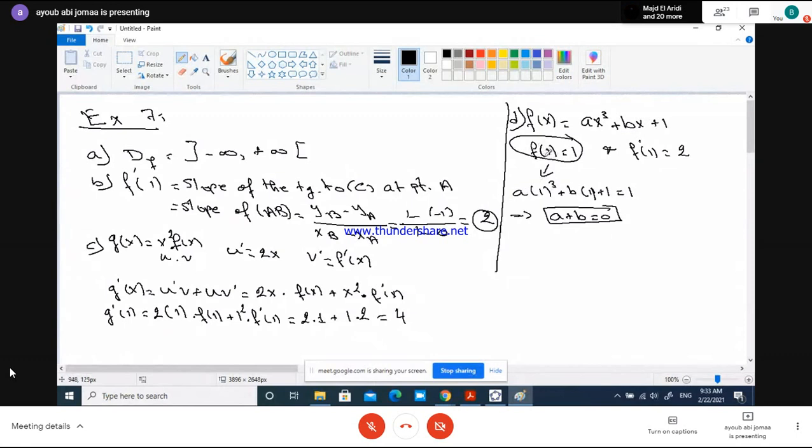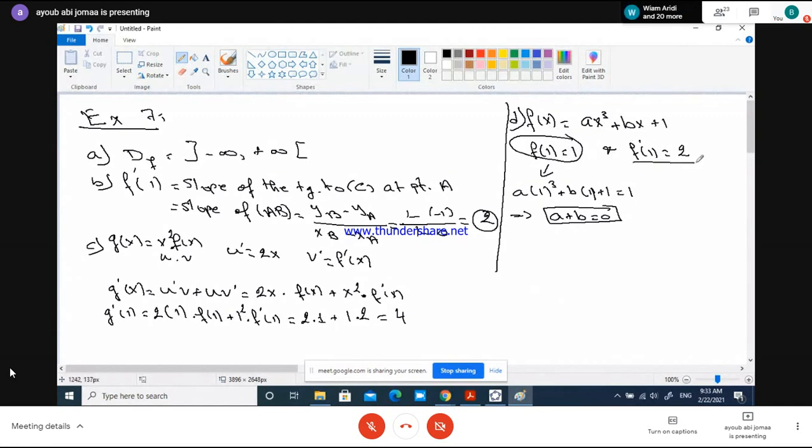How do you find f of 1? You simply replace x by 1 in the function f. It is a times 1 power 3 plus b times 1 plus 1. So this is the first point: f of 1 equal 1.